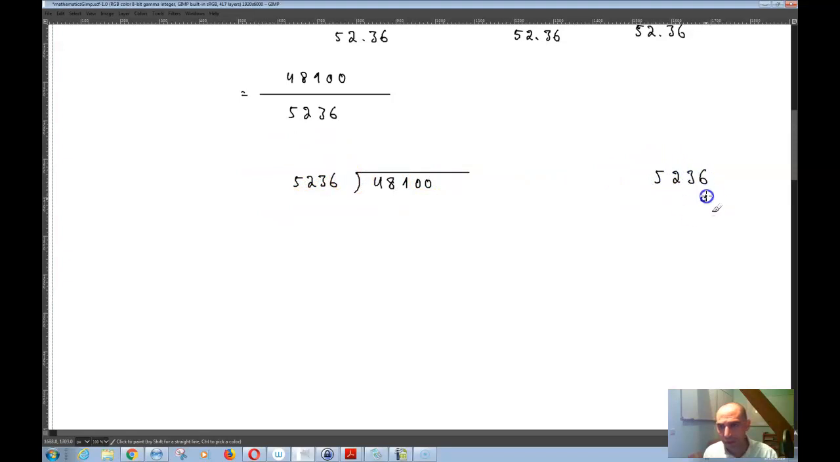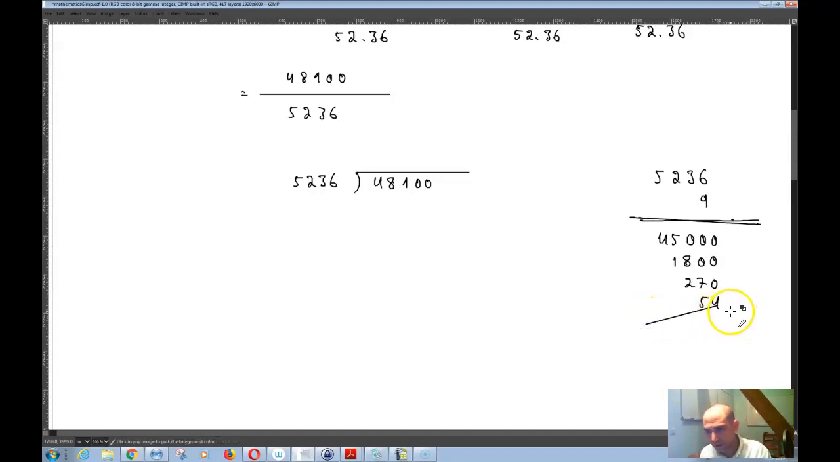So 5236 times 9 is going to give you basically 9 times, so it's equal to 45 and 3 zeros, and 9 times, so it's equal to 18 and 2 zeros, 27 and 1 zero, and that's a 54.